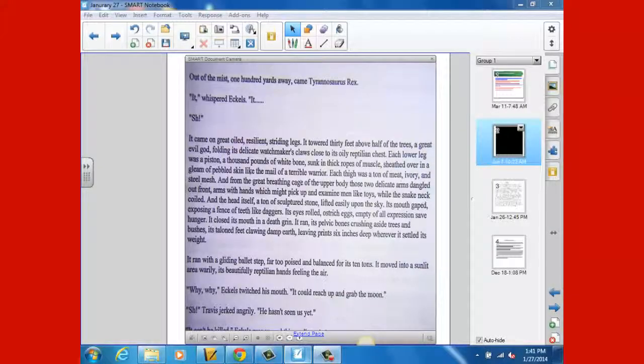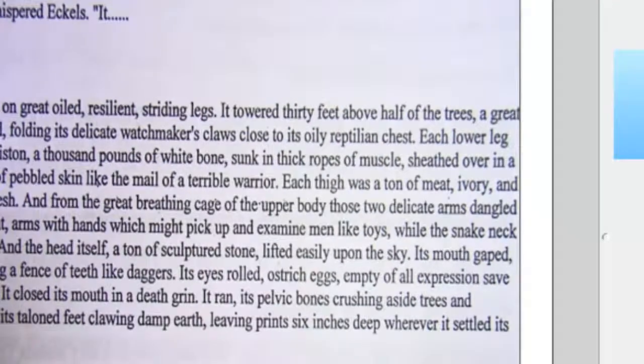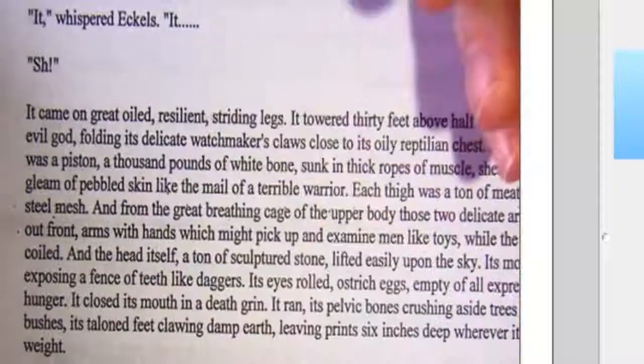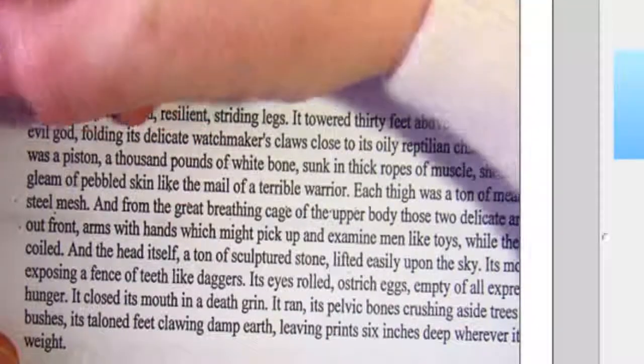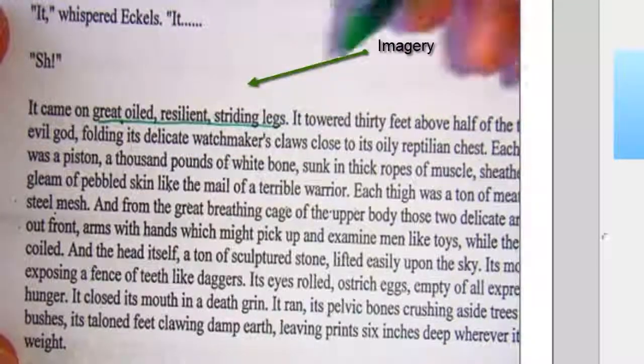Okay, so today's lesson is on finding different writing examples, writing tools, and we're going to use Ray Bradbury's A Sound of Thunder. And I want you to look at page 6. There's a lot of really great examples of figurative language, imagery, as well as others that he's used. So the first thing I want to show you is if you take a look at this paragraph right here, it came on great oiled, resilient, striding legs. Right? Obviously, it is a T-Rex, but what you're seeing here is excellent descriptor, but it doesn't stop.